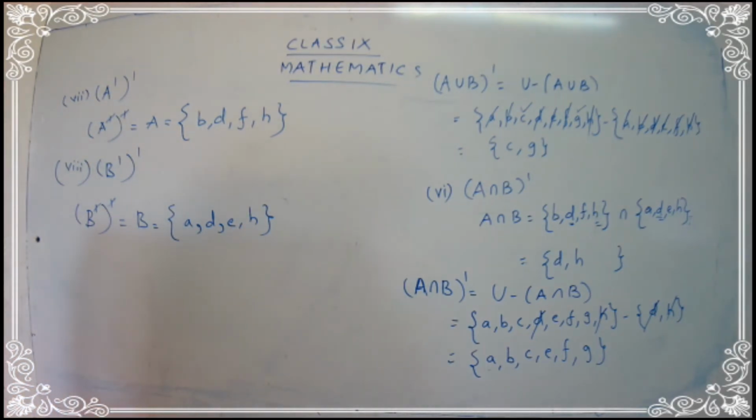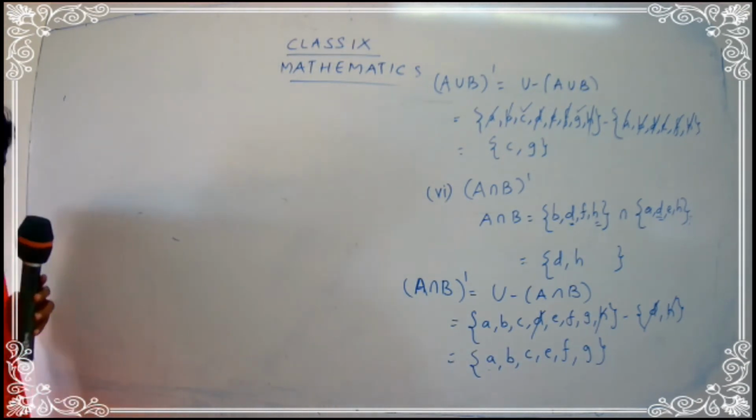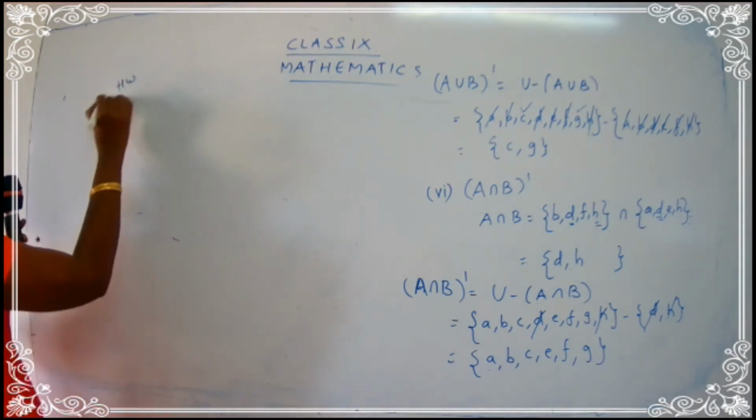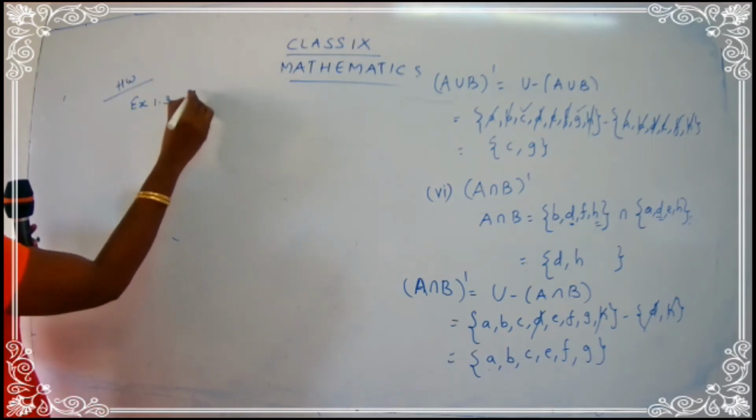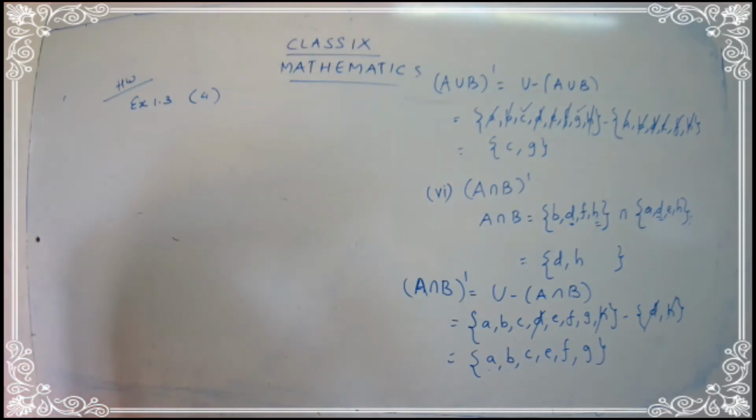I hope you have completed question number 3. Okay, children? Now just put your pens down and listen to me carefully. Now question number 4, this will be your homework. Homework, exercise 1.3, question number 4. Again you have 8 subparts over there, children. They have given you the universal set, a set A, and a set B.